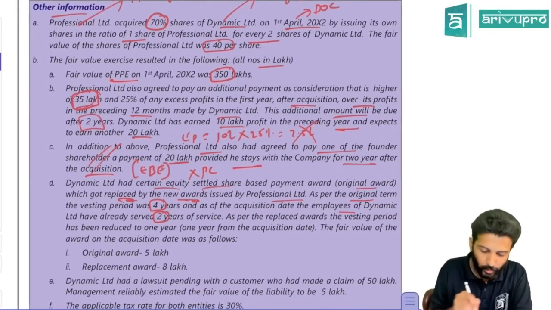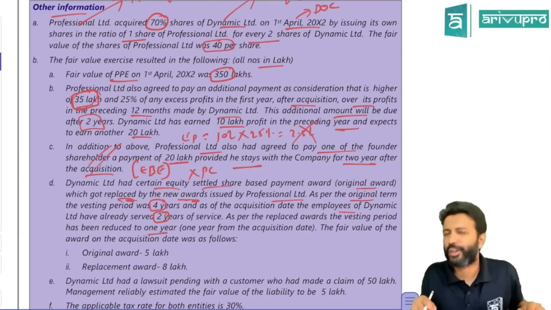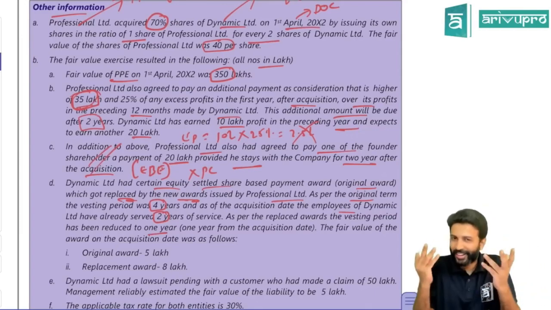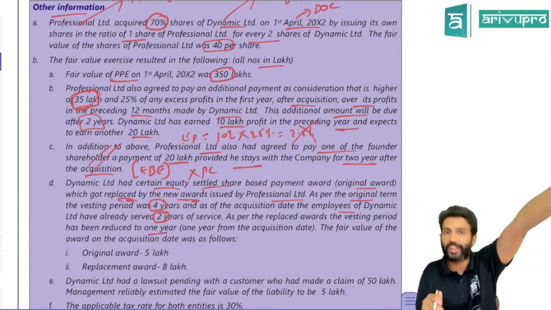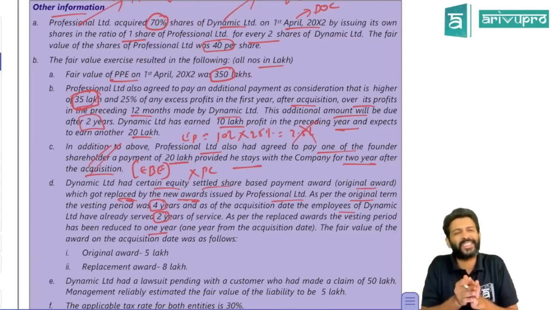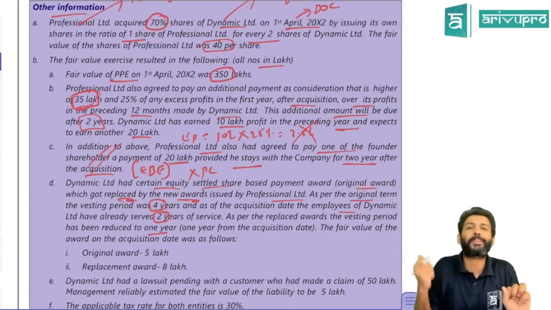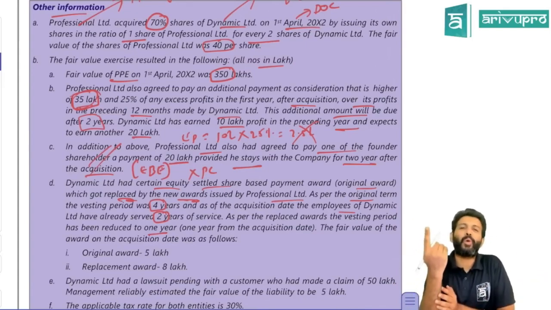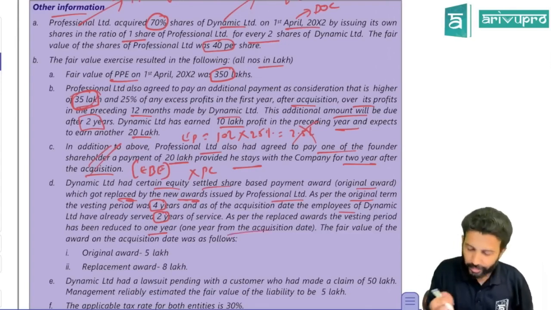As per the replaced award, the vesting period has been reduced to 1 year after acquisition. The parent is so kind that, although 2 years is over and employees should wait 2 more years to get the shares, they're saying no need to wait 2 more years, just wait 1 more year, that is good enough. That means the total vesting period is reduced. 2 years is already over, now the employee has to wait for 1 more year. So the revised vesting period has become only 3 years, with 1 year from the acquisition date.